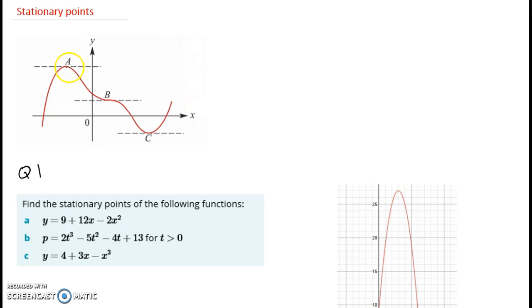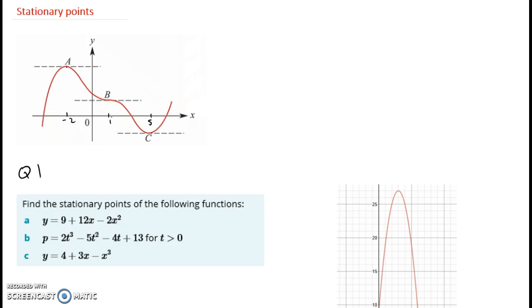If we called the x-coordinate of that A point, let's call it -2, if we called that x-coordinate B 1, and if we called that x-coordinate C 5, we could say that when x equals -2, the gradient of the tangent at this curve is equal to 0. Likewise, at these 2 points, the gradient of the tangent at those 3 points is equal to 0. In other words, the tangent is horizontal to the x-axis. It has a gradient of 0.